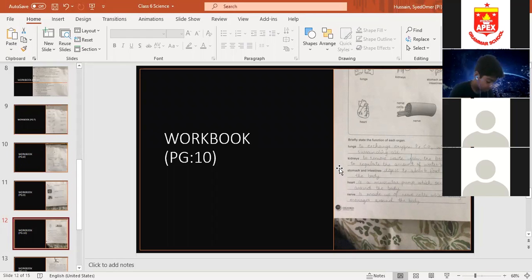Now nerves, last. Nerves send messages from one part of the body to another. Yes, good. Nerve is made up of nerve cells which carry messages around the body. Done? Okay, the next 3 pages we will do later.